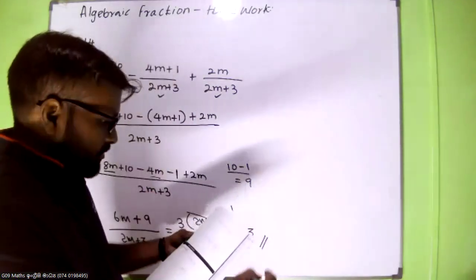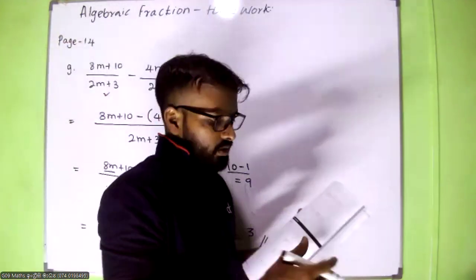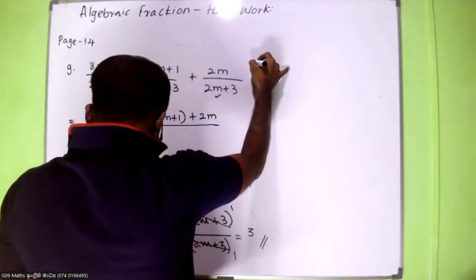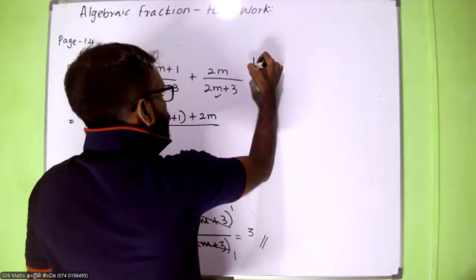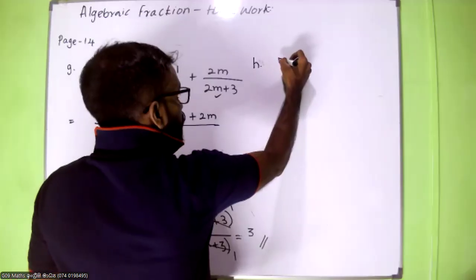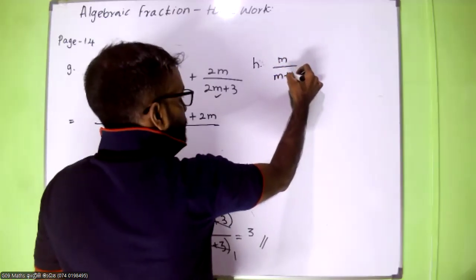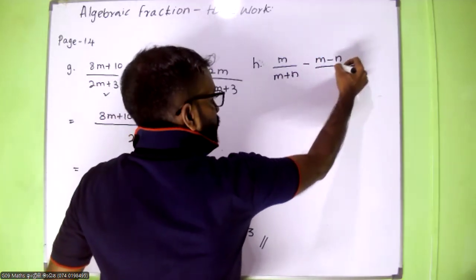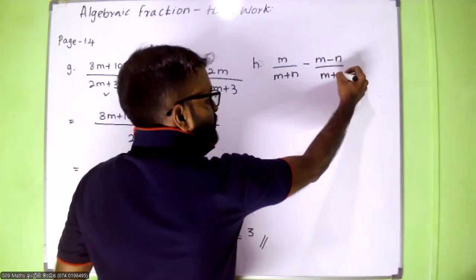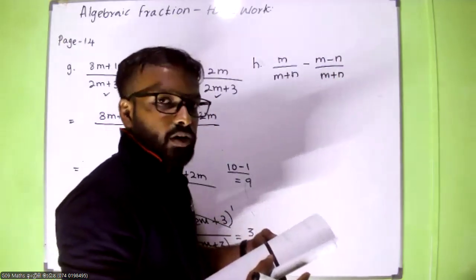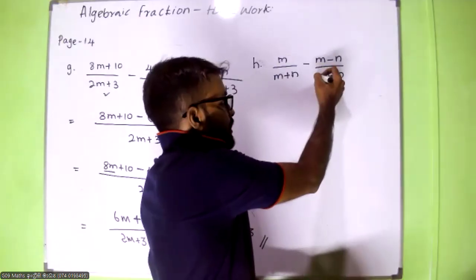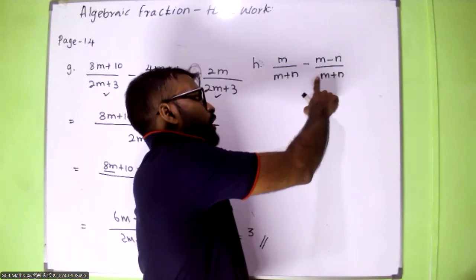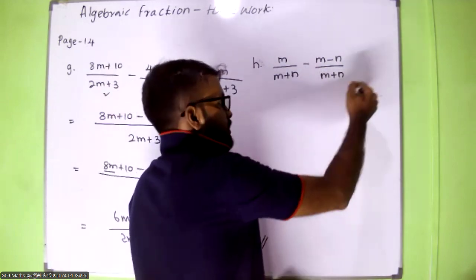That is for part G. For part H, there is something wrong. In the denominator, you will be having m plus n. Here also you will be having m plus n. I have given you 2m plus n, but please cancel this 2, forget it, erase it. So it is 2m plus n.